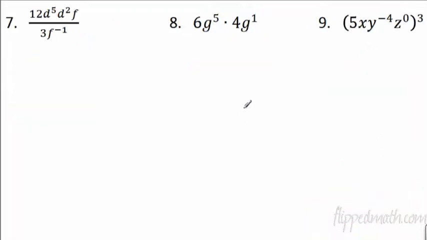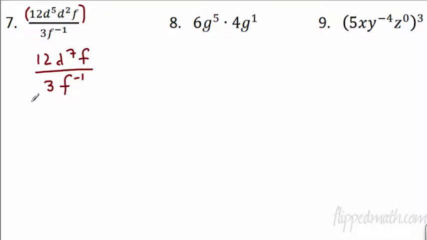Let's go to 7. Whew, it's getting ugly now. So the first thing I see that we can do here, we have a couple of d's up here. We can put those together. Remember, we have to follow our GEMDAS, so you have to do order of operations. And the division bar here is a big grouping symbol. That means that we have this whole thing in the top. We could actually simplify that if we wanted to, so I'm going to do that first. I'm going to call that 12d to the 7th and then f all over 3f to the -1.